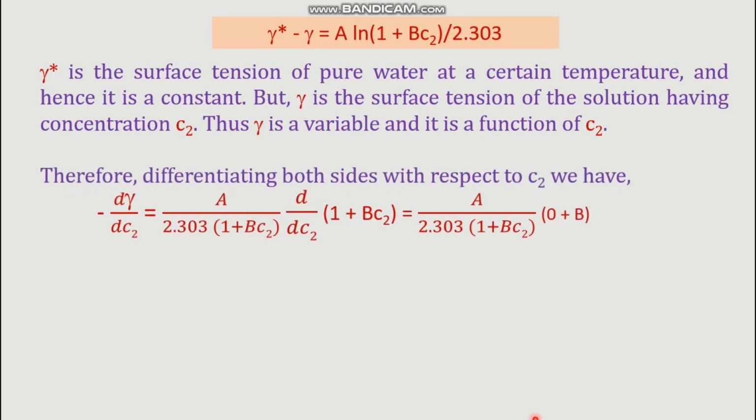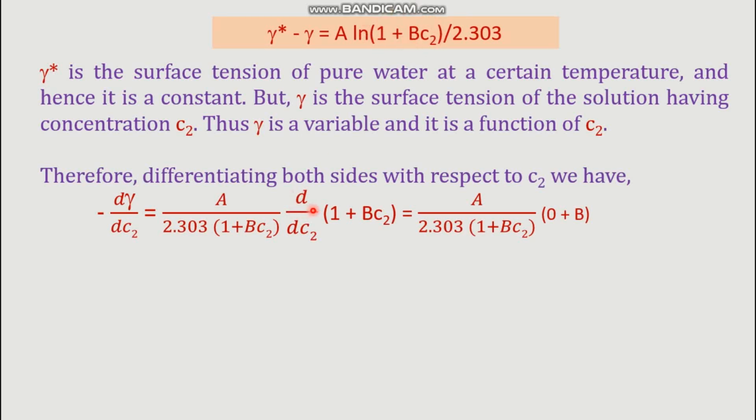So let's carry forward this equation and differentiate both sides with respect to C2. This is a constant term, so it will give 0, but this will not become 0. This will give d gamma by dC2, and due to the negative sign, it becomes minus d gamma by dC2. On the right-hand side, first differentiate this one: A divided by 1 plus BC2, with 1 over 2.303 present already. Then you have to differentiate the term within the bracket.